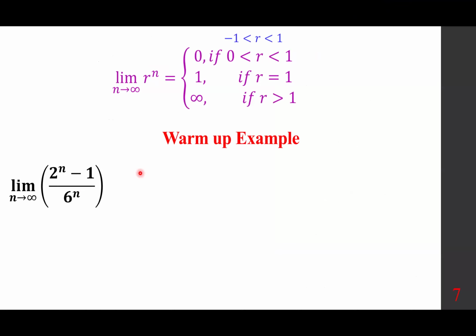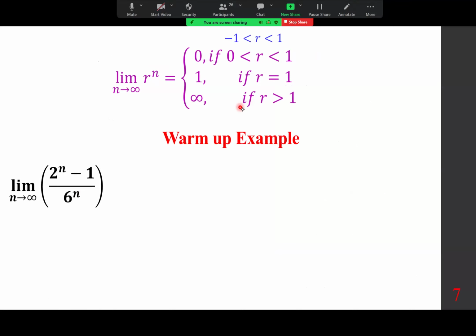All right, here's a warm-up example, and I'm reminding you of this theorem. Remember, you're supposed to know the theorem so you'll be able to handle the questions. With that being the case, how do we find the limit as n approaches infinity of 2 to the power of n minus 1 over 6 to the power of n? First, we make two fractions, which means we cut this into the fraction 2 to the n over 6 to the n, minus 1 over 6 to the power of n, and we keep the limit, of course.